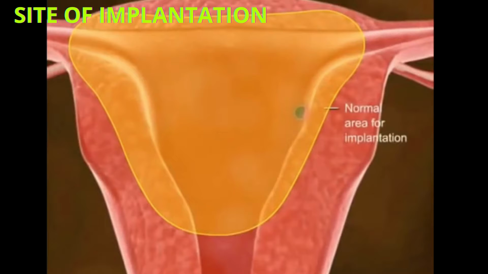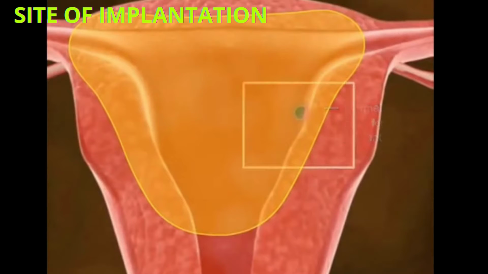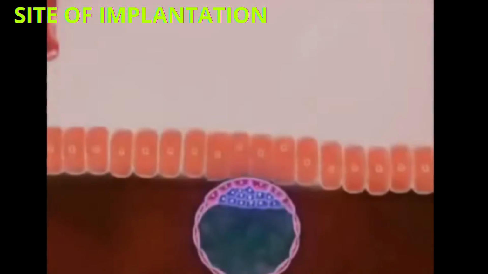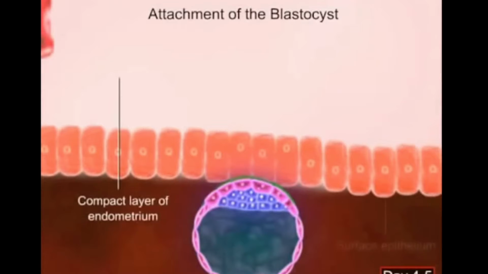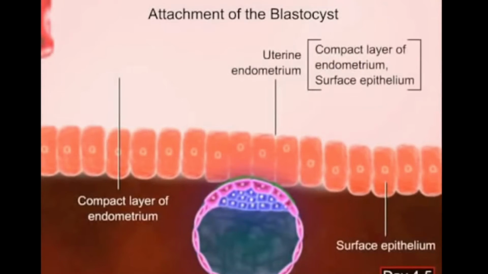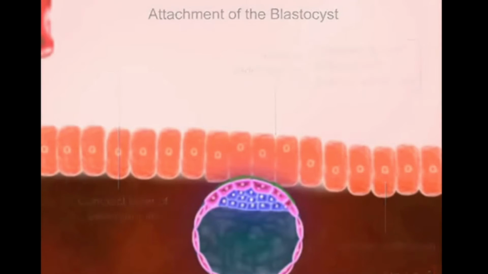What is the normal site of implantation? The junction of the posterior wall and the fundus of the uterus is the normal site, but anywhere in the upper part of the uterine cavity is known as a normal implantation site. What will happen? Attachment of the blastocyst will take place at the embryonic pole, where the inner cell mass is located.